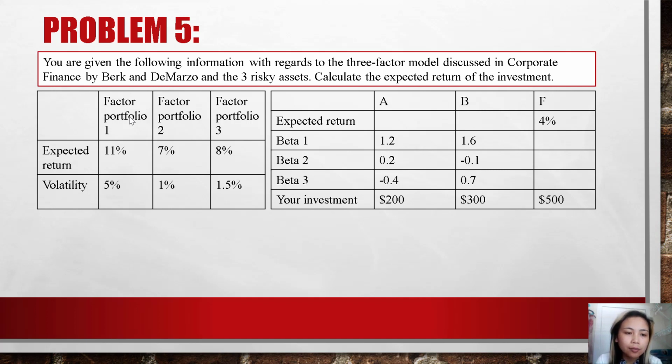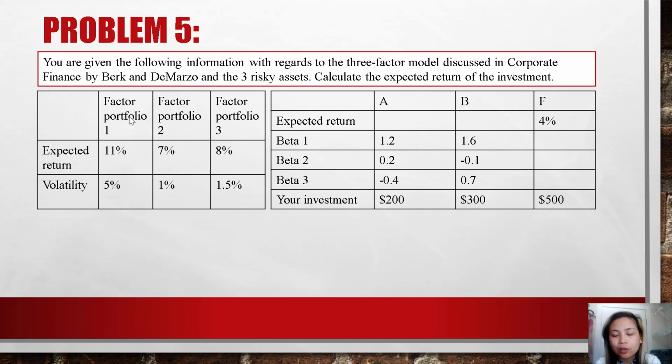The three factors have expected return 11%, 7%, and 8% respectively. Volatility of the factor portfolios is 5%, 1%, and 1.5% respectively. For the three assets, the expected return of the risk-free asset is 4%. Beta 1 of A is 1.2. Beta 2 of A is 0.2. Beta 3 of A is negative 0.4. Beta 1 of B is 1.6. Beta 2 of B is negative 0.1. Beta 3 of B is 0.7.